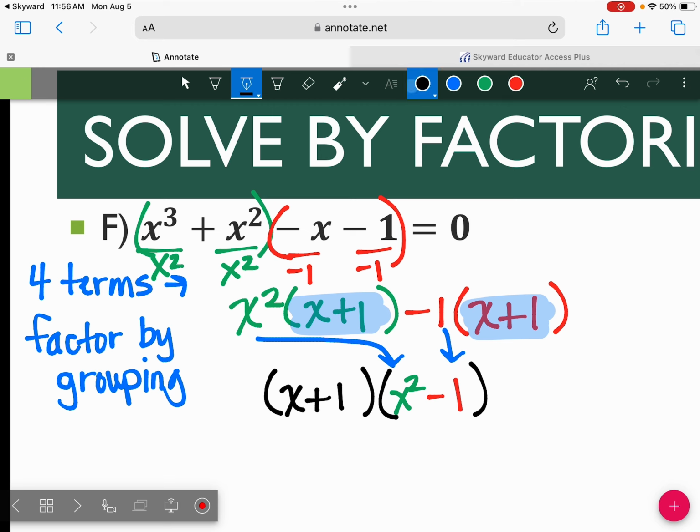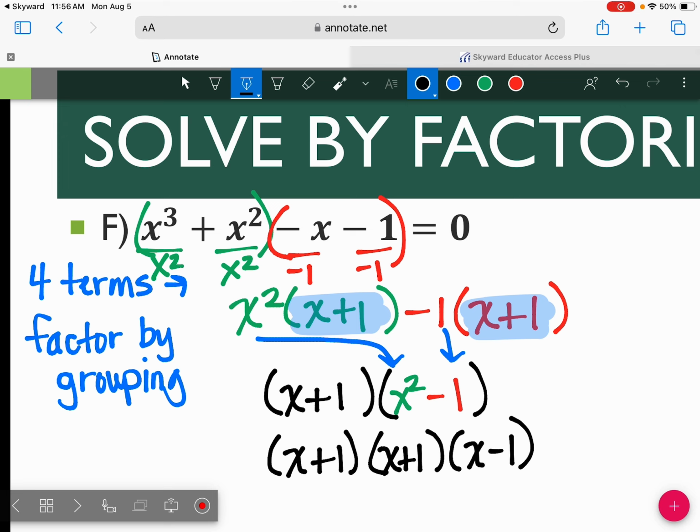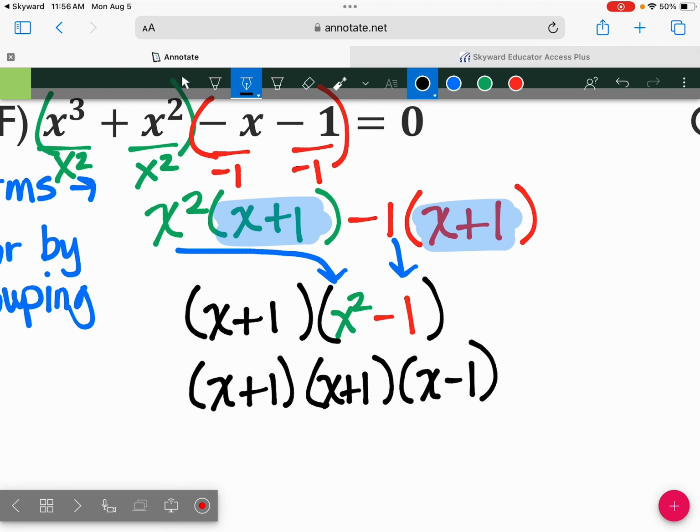Now that can be factored down again. X squared minus 1 is the difference of squares, and that factors down to x plus 1 and x minus 1. So we have our 3 factors, and we still have our 3 solutions. When you set each one of these equal to 0, you get x equals -1 twice. You don't have to write it twice, though. And x equals +1. So we have 3 solutions.